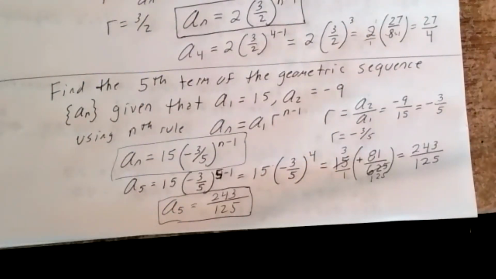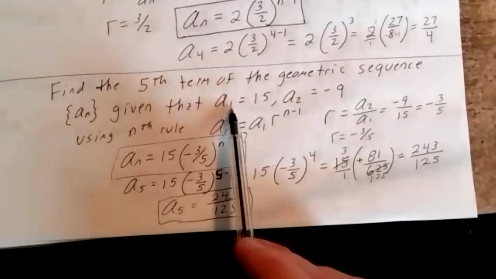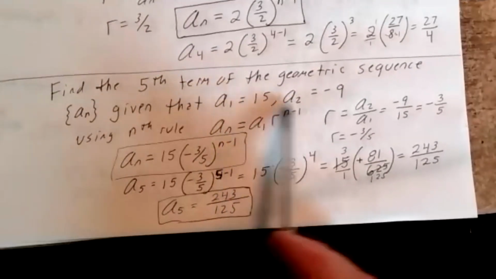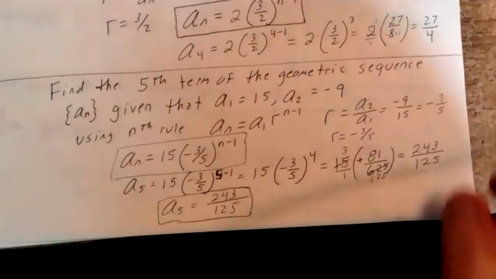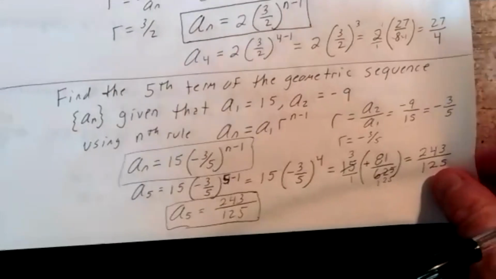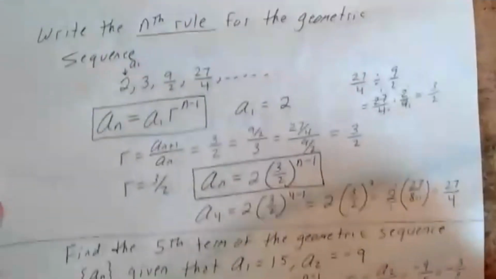All right. Questions? If I give you some terms of a geometric sequence, do you think you're going to be able to generate any given requested term? That's a classic typical problem involving geometric sequences right there. Okay. All right. Any questions about anything on this page here?